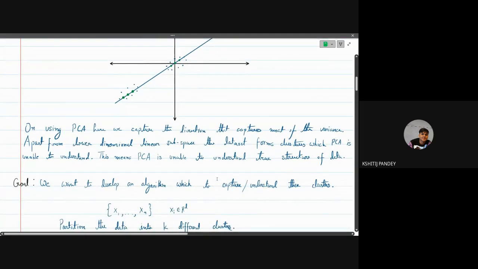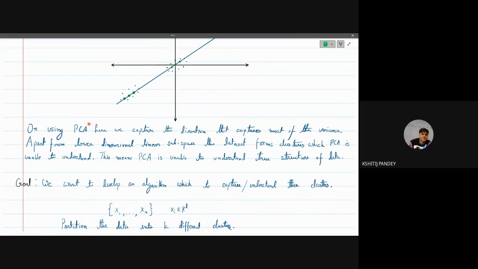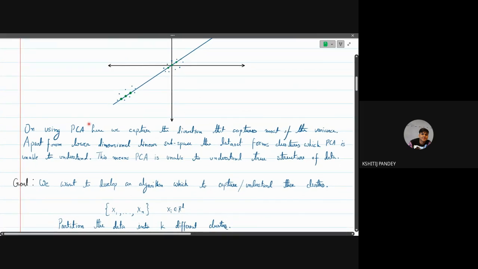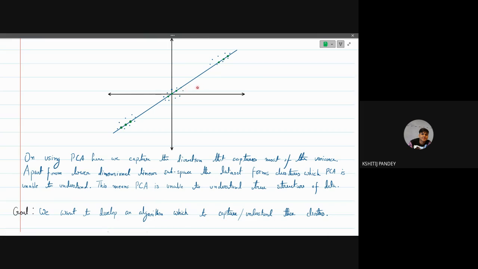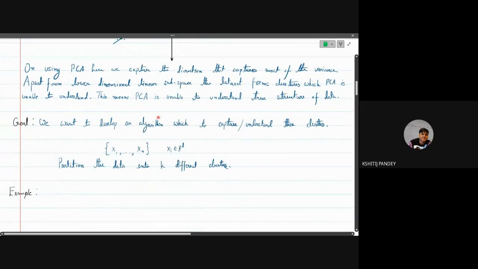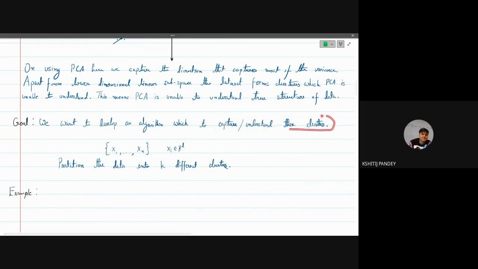So this is what we have written here. On using PCA, we capture the direction that captures most of the variance. This line is the low dimensional linear subspace in which your data set lives. The data set has clusters which PCA is not able to capture. So we want to develop an algorithm which captures or understands these clusters. That is, let's say we are given a data set. We want to partition the data into k different clusters.